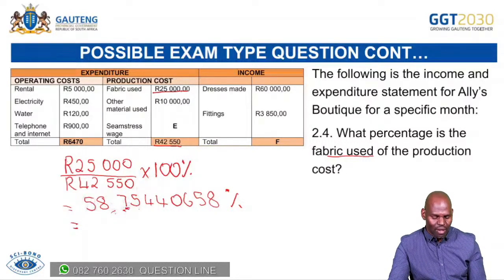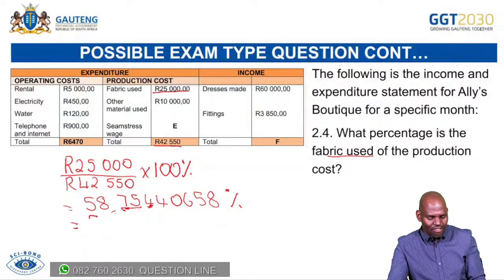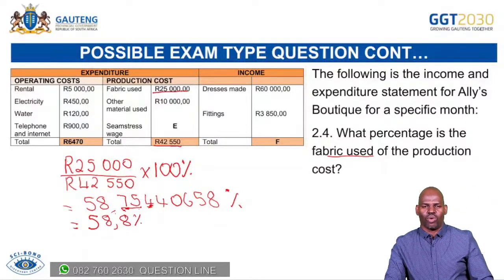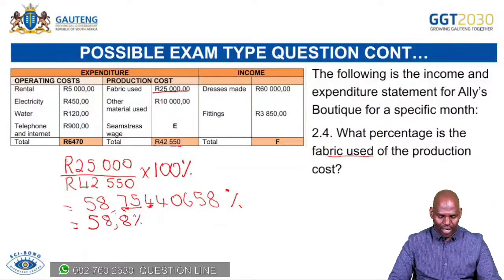So it's going to be 58.8. If you round it off to two decimal places, we look at 75. If the digit next to it is 5 or more, this will change to 76. But if the digit next to it is less than 5, this will remain the same. So it depends on how you round it off. In this case, if I round it off to one decimal place, then I'll say 58.8%. But the examiner doesn't specify the rounding, so just make sure that when you round off, you also round off correctly.